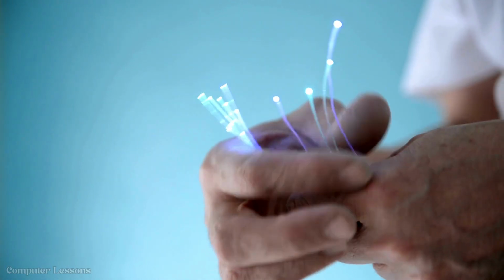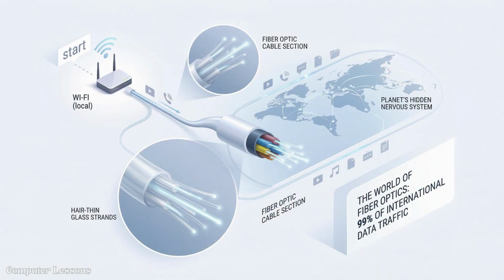While you might connect to the internet via Wi-Fi, that wireless signal only travels a few meters to your router. From that point on, your data is converted into pulses of light and shot through hair-thin strands of pure glass. These strands carry 99% of all international data traffic.